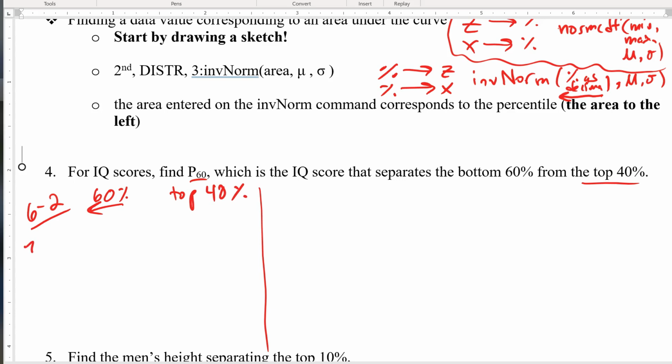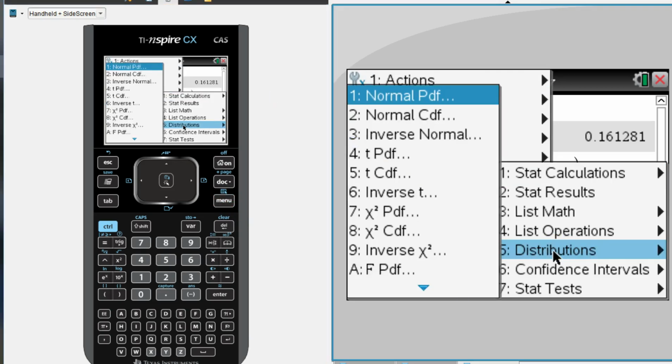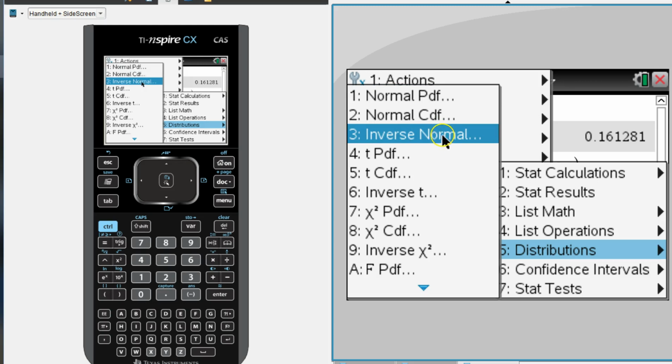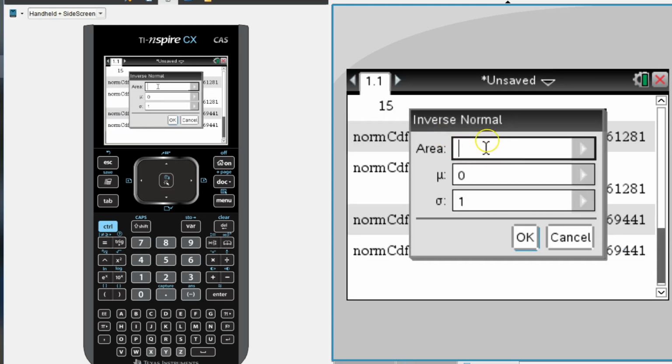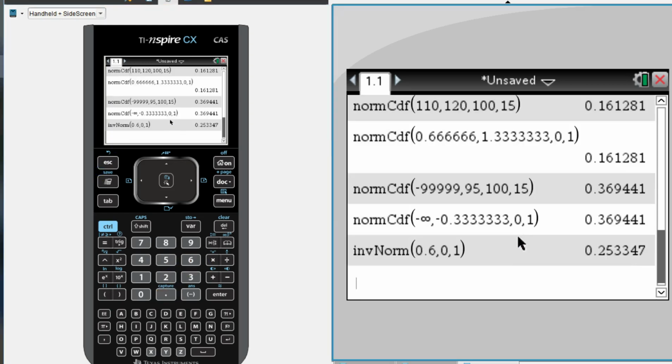Well, if I want a z-score for that, then what I can do is I can use inverse norm. The percentage to the left would be 0.6. If I'm doing a z-score, the mean is 0, standard deviation is 1. And this would give me the 60th percentile. So under menu, statistics, distributions, here's my norm CDF. Right below it is inverse. They want the area, that's the percentage to the left. Put in 0.6 and hit OK.